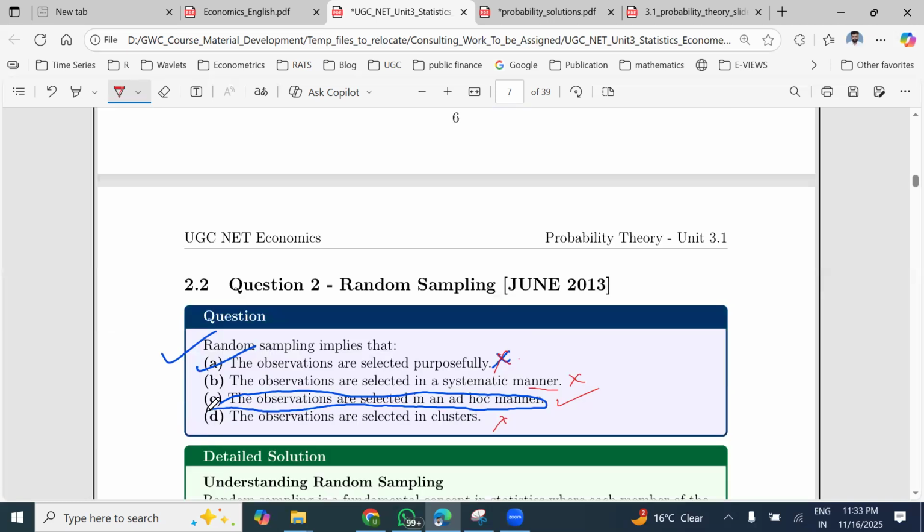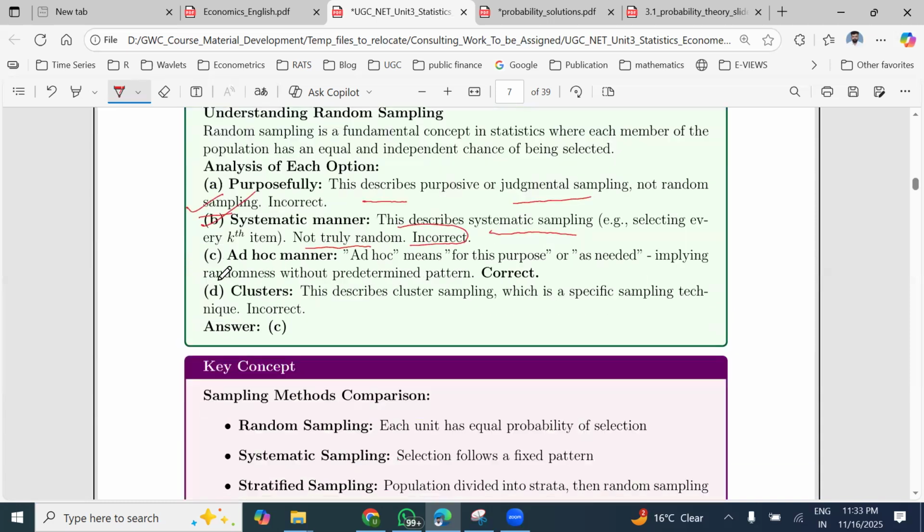Madhusudha, why is C correct? Sir, as you told, in random sampling each and every individual has an equal chance of being selected as a sample. So observations selected in an ad hoc manner means impermanent. Okay, fine. So basically, ad hoc means for this purpose or as needed, right? So implying randomness without any predetermined pattern. So that is why it is correct.